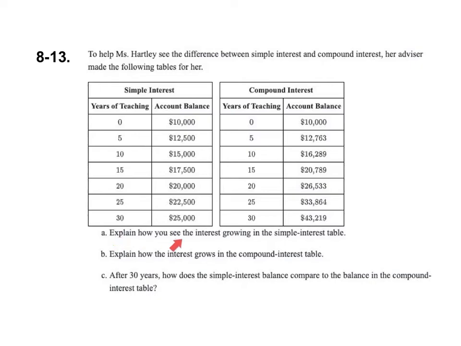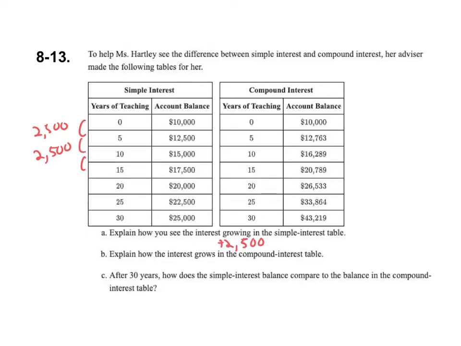Take a second. Explain how you see interest growing in the simple interest chart. So on this left side chart in problem 8-13, explain how you see the interest growing in the table. Take a second and take a look at that. Okay, so bringing it back in here, I see this kind of flat number growth. It's growing by $2,500 each time. It's just adding $2,500, $2,500, and so on and so forth.